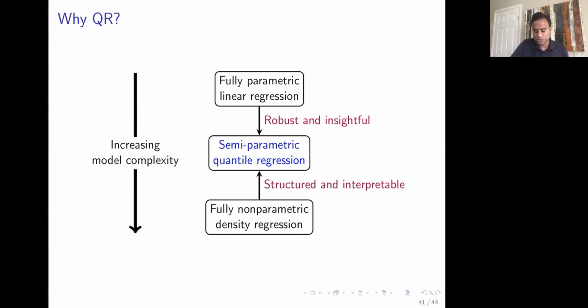But it's much more structured, much easier to fit and interpret than a fully non-parametric density estimation that you could have also worked with. All right, I'm going to stop here.